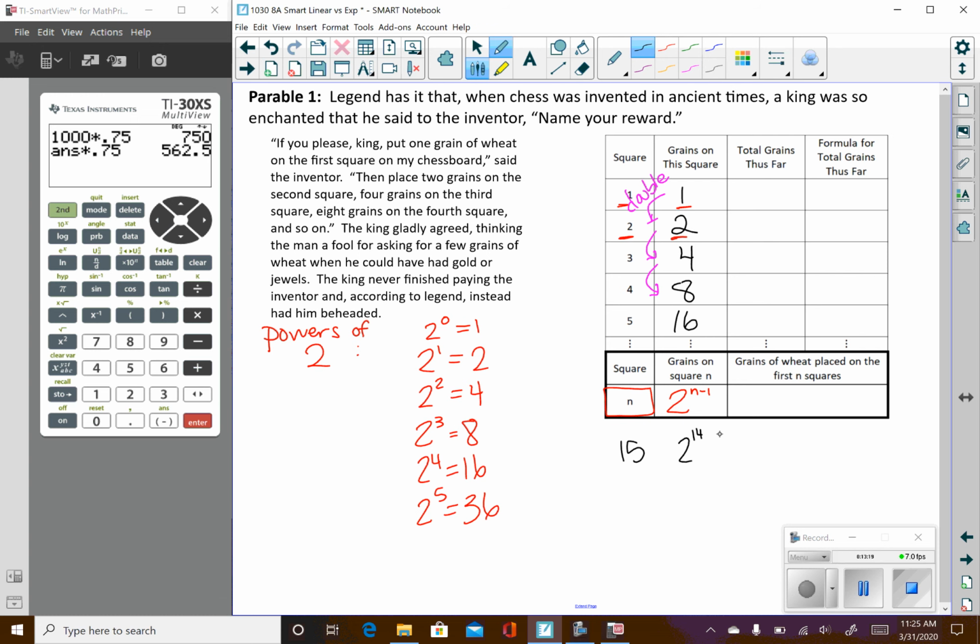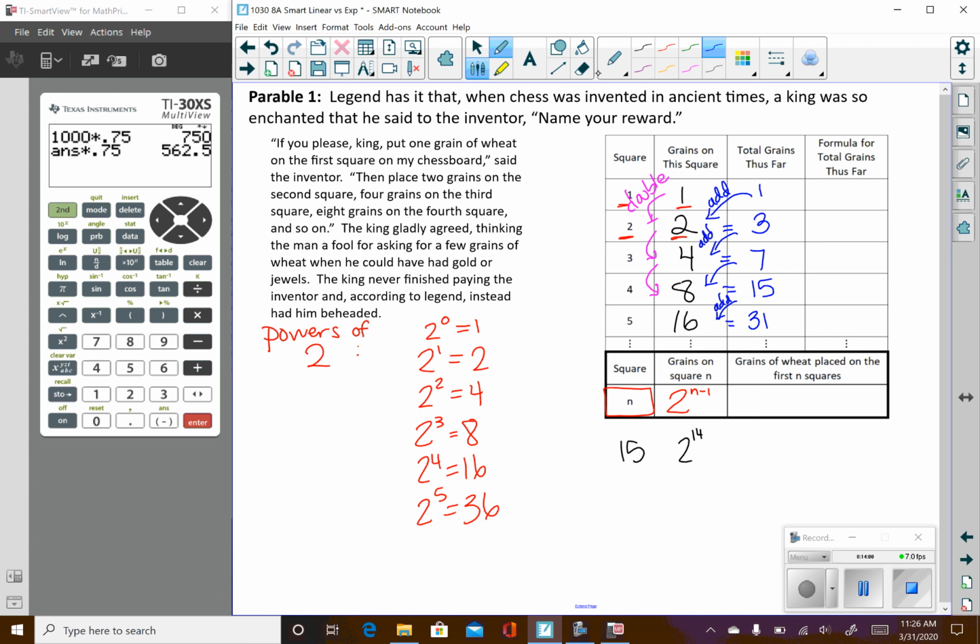Now let's think for a minute about how many grains so far. So at first, we only have that first square, so there's only the 1. But then on the next square, we add 2, so now we have a total of 3. And then on our next square, we add 4. So we have a total of 3 plus 4 is 7. And then on the next square, we are adding 8 more for a new total of 15. And then we're adding 16 more for a new total of 31.